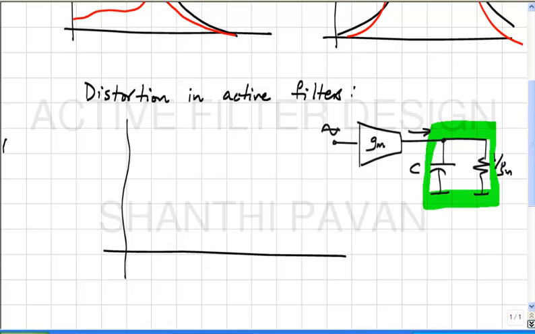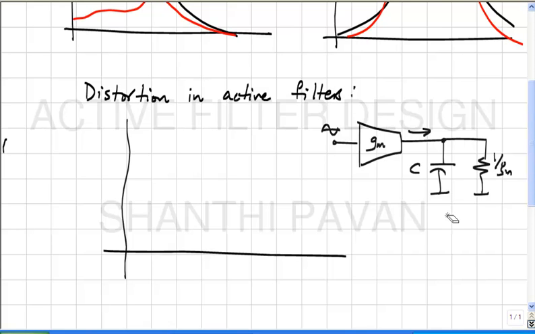So if omega naught is at the band edge, 3 omega naught is way out there, right? So even if the transconductor is distorting badly, all that harmonic has been attenuated significantly by the capacitor. Okay. All right.